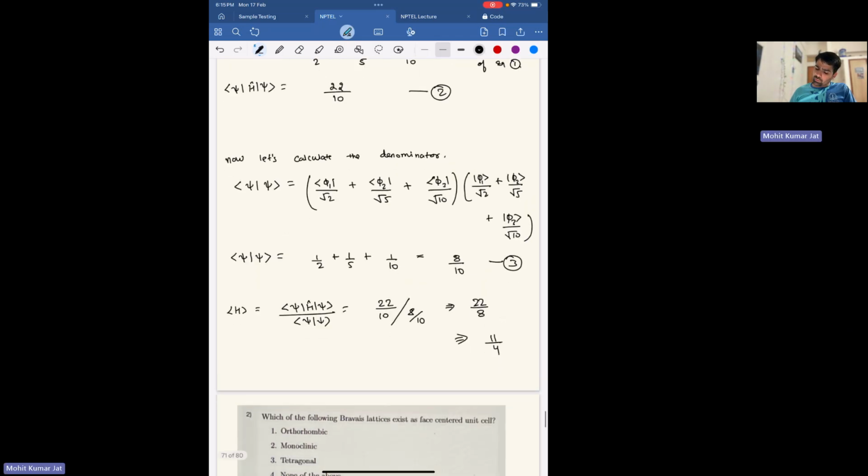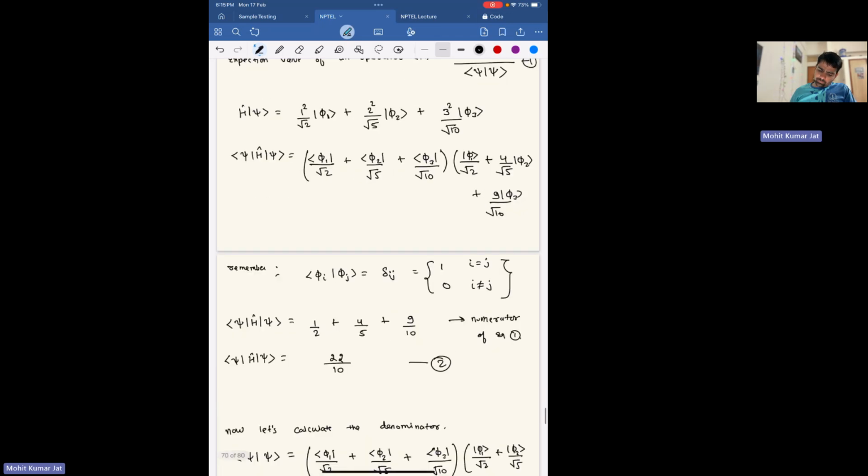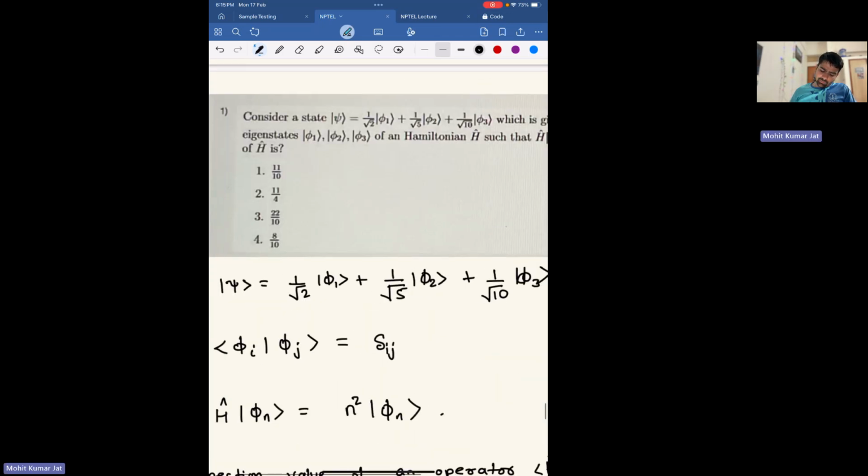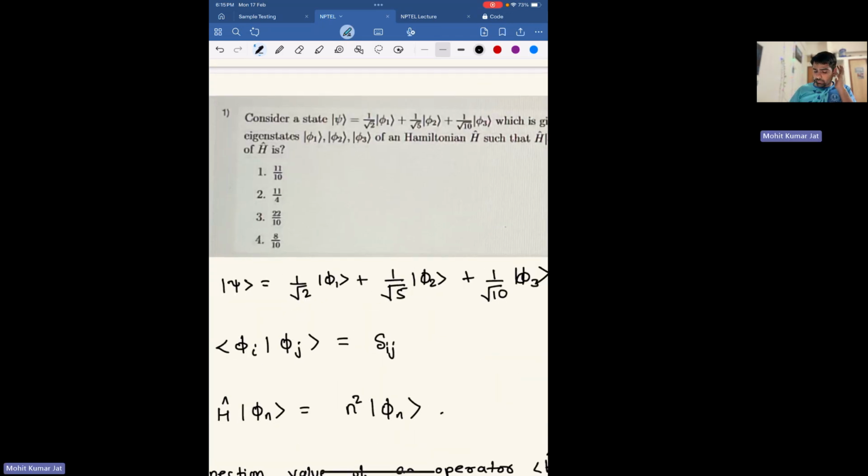And let's just look at the options. Which are the options there? So if you see it, the first option is 11 by 10, the second is 11 by 4.